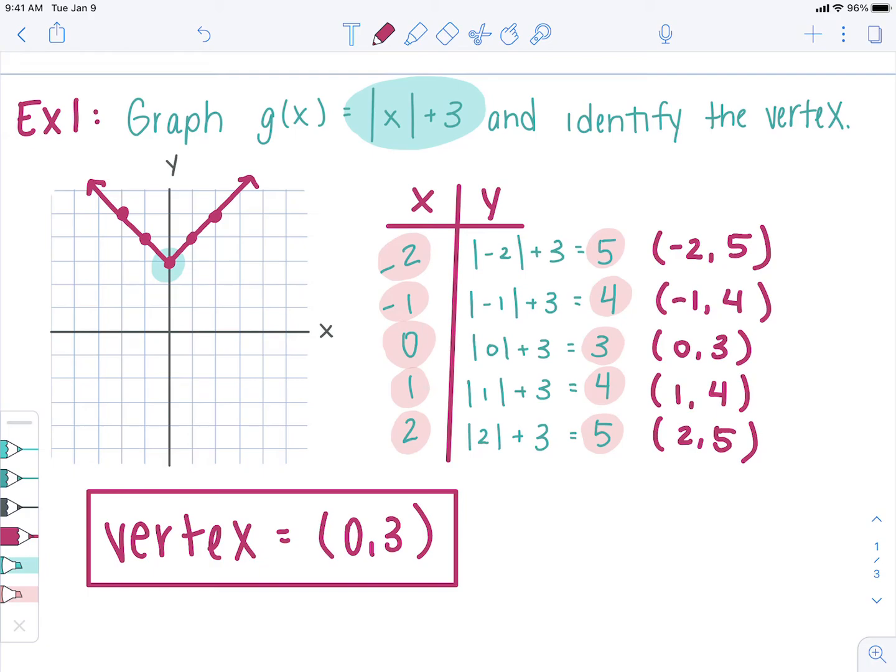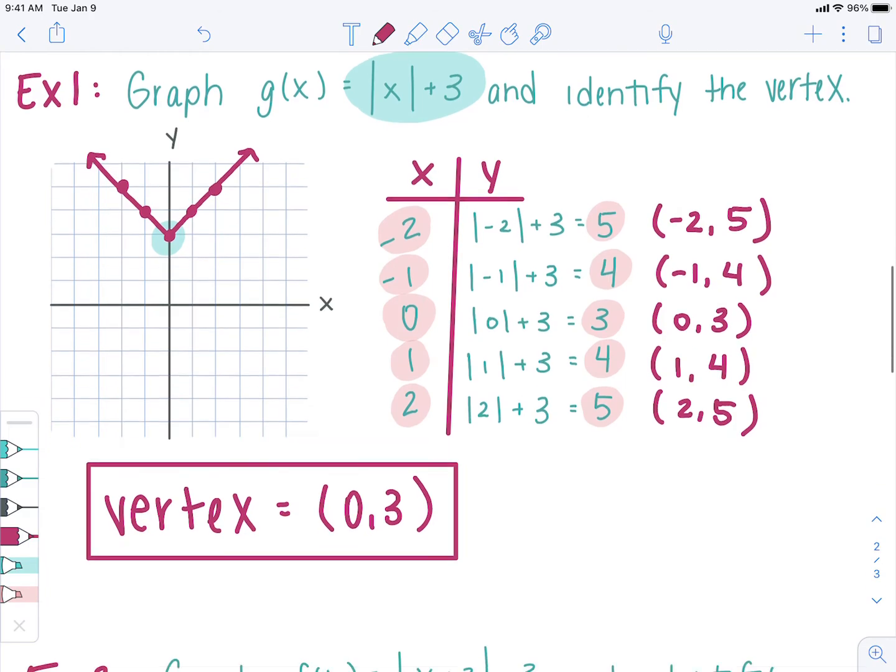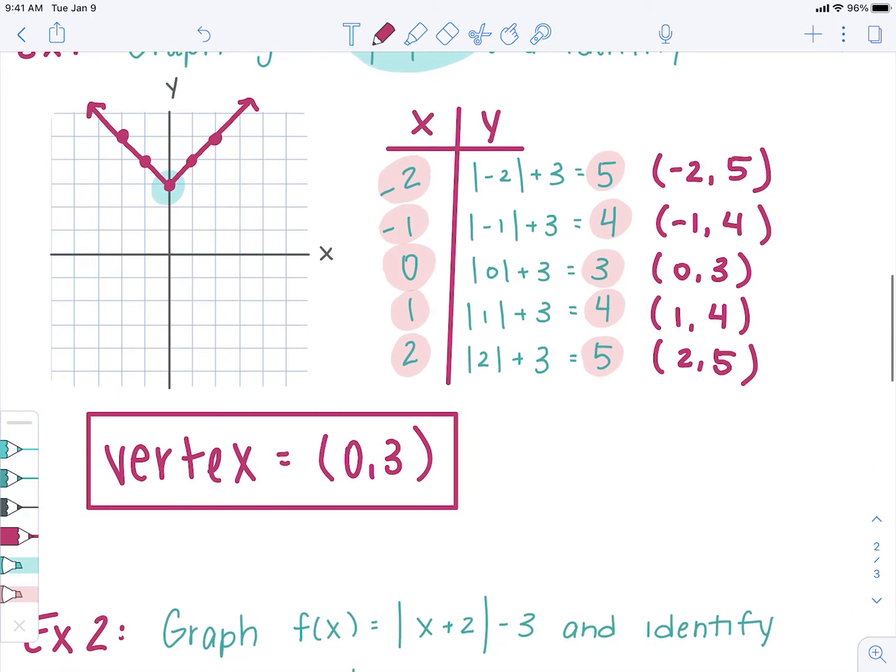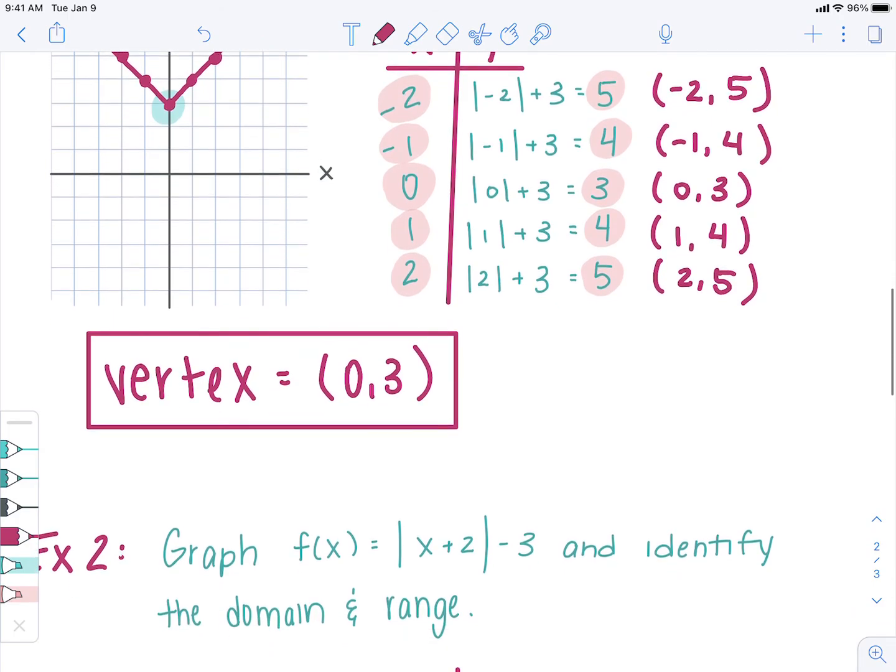Let's try one more and then we'll look at the classwork together. Okay? So the next one says, graph f of x equals the absolute value of x plus 2 minus 3 and identify the domain and range.